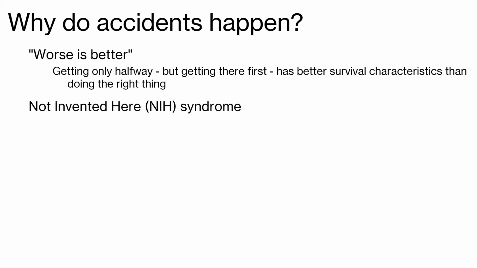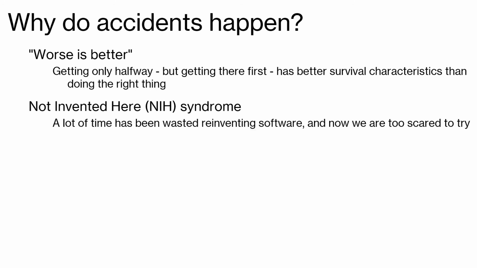Then there's the not invented here syndrome. This one means, well, if it's not invented here, it's not good enough, so we need to make it ourselves. So there was a lot of duplicated effort, and people got allergic to duplicated effort, and now we have an aversion to creating things ourselves, even though sometimes it is correct to make things ourselves. But we're too scared to try. Then we have the move fast and break things way of thinking.